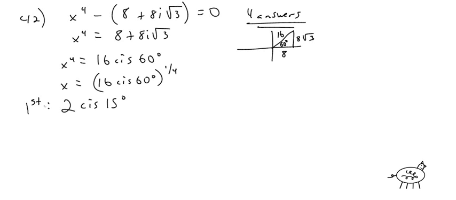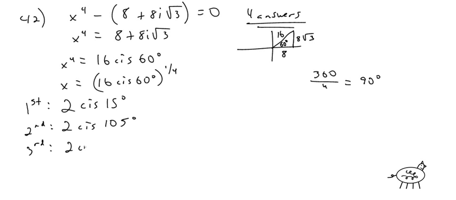Okay, but I won't. Second answer is going to be 2 cis, and remember you're adding to that 15-degree angle. You're adding, oh, we got to do this here, 360 over 4, which is 90 degrees. That's our spacing. So it's going to be, hey, my favorite number, 105. And the third answer is going to be 2 cis 195. And our fourth answer is going to be 2 cis 285.